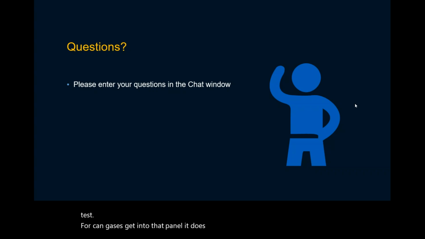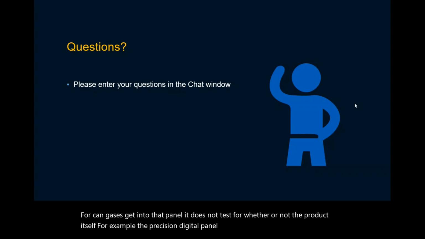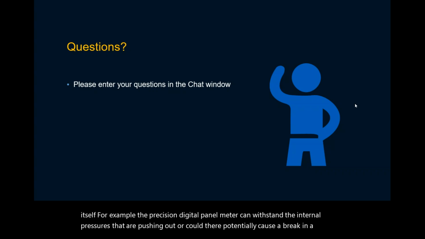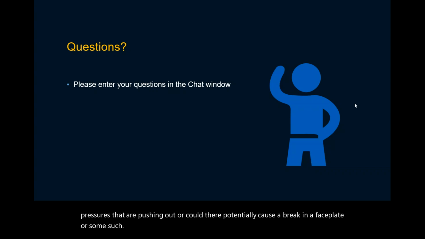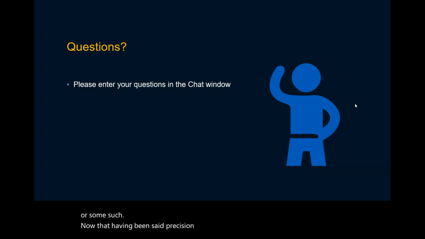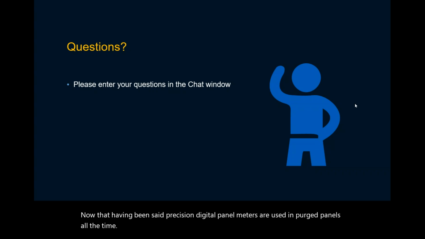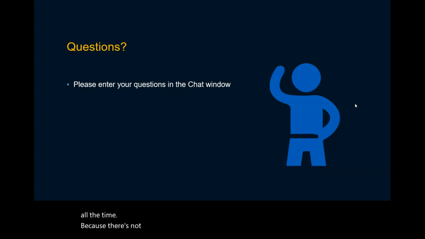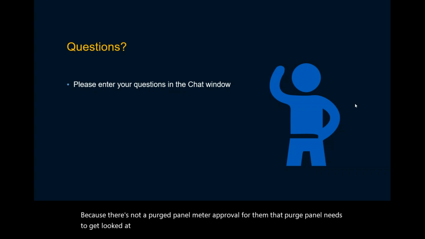It does not test for whether or not the product itself, for example, the Precision Digital panel meter, can withstand the internal pressures that are pushing out, or whether that could potentially cause a break in a faceplate or some such. That having been said, Precision Digital panel meters are used in purged panels all the time, but because there's not a purged panel meter approval for them, that purged panel needs to get looked at by the appropriate marking agency in order to give it approvals.